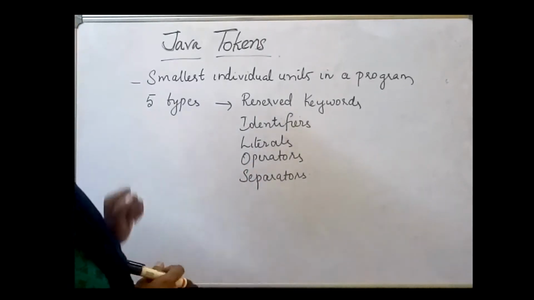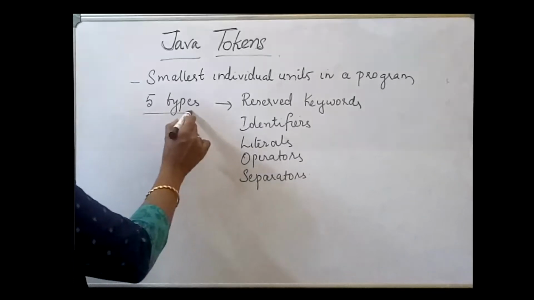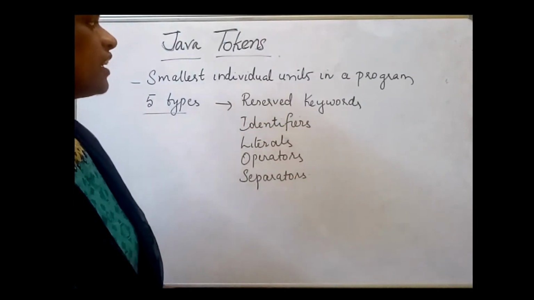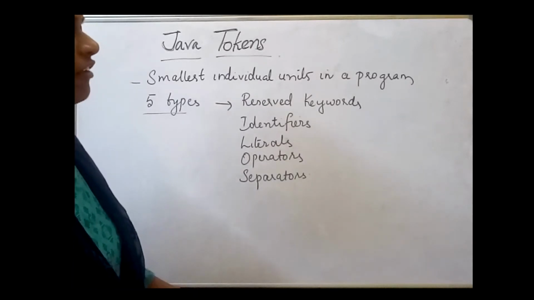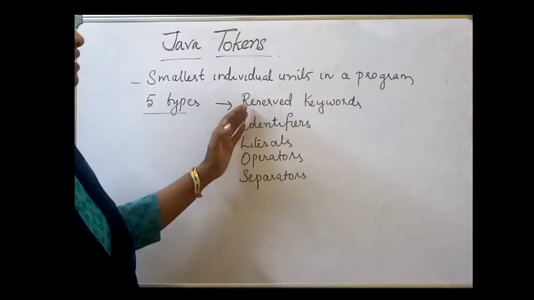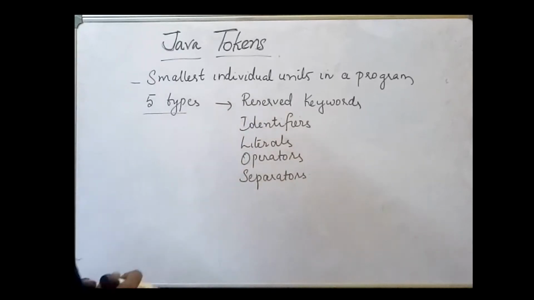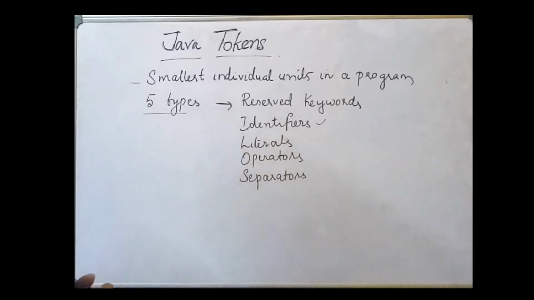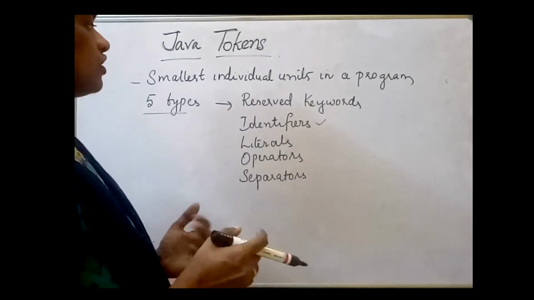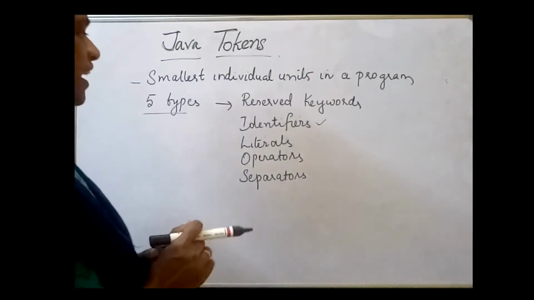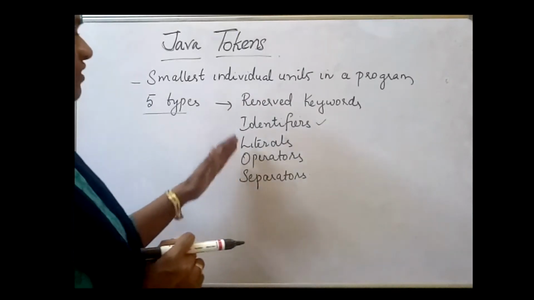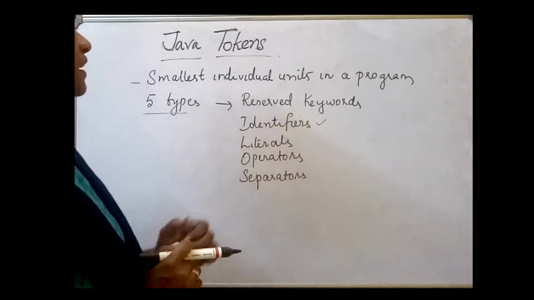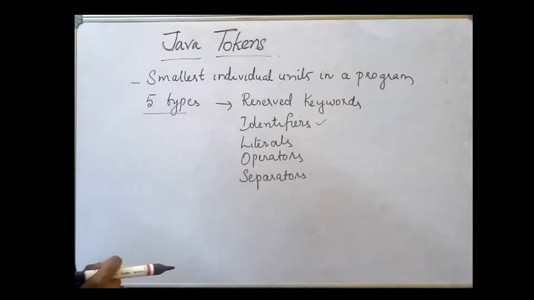In Java there are 5 types of tokens. First one is reserved keywords. We know what a keyword is: words with a predefined meaning in a language are referred to as reserved keywords. Then identifiers, which are nothing but the names given by the user for some variable or for a function. All those come under identifiers. Then literals, we'll see each one in detail. Literals, operators and separators. These are the 5 types of tokens.